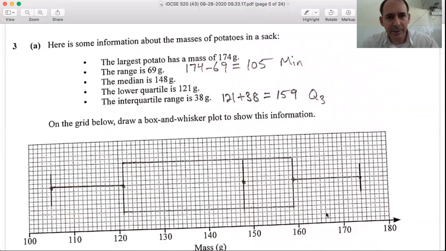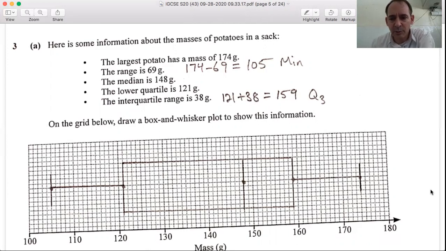Number 3, here's some information about the masses of potatoes in a sack. The largest potato has a mass of 174 grams. The range is 69 grams. The median is 148 grams. The lower quartile is 121 grams. The interquartile range is 38 grams. On the grid below, draw a box and whisker plot to show this information.